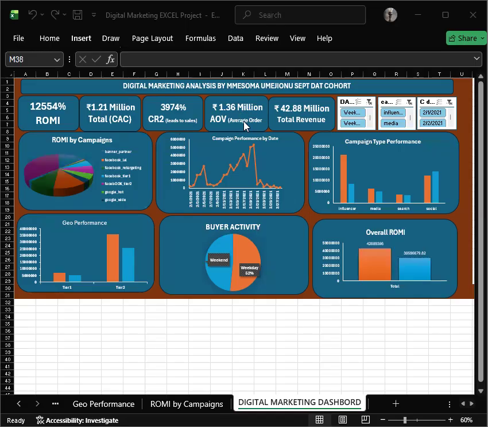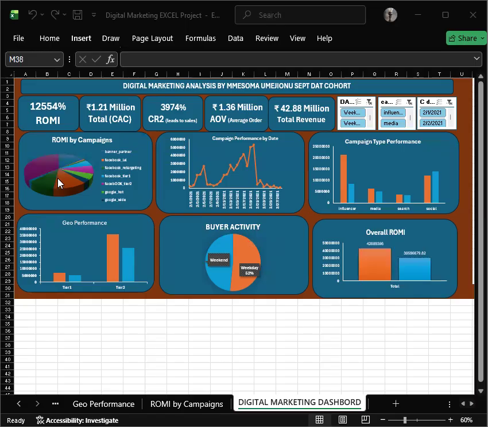And then over here, the average order value, AOV, is 1.36 million. And then the campaign in general generated a total revenue of 42.88 million, which is very high. So overall, these KPIs show that marketing efforts are highly efficient and revenue driven.